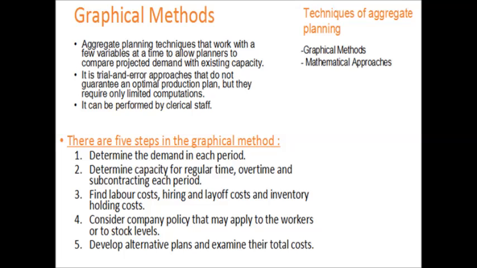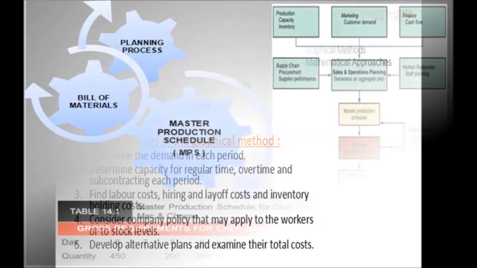There are 5 steps in the graphical method. First, determine the demand in each period. Second, determine capacity for regular time, overtime, and subcontracting each period. Third, find labor costs, hiring and layoff costs, and inventory holding costs. Fourth, consider company policy that may apply to the workers or to stock levels. Fifth, develop alternative plans and examine their total cost.